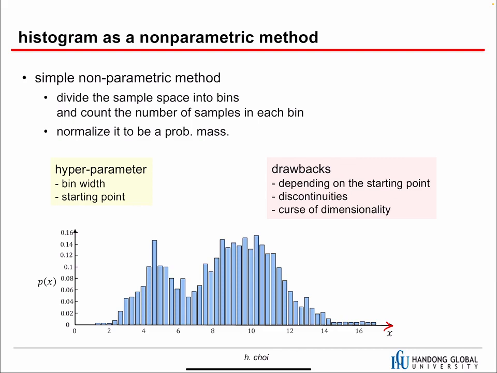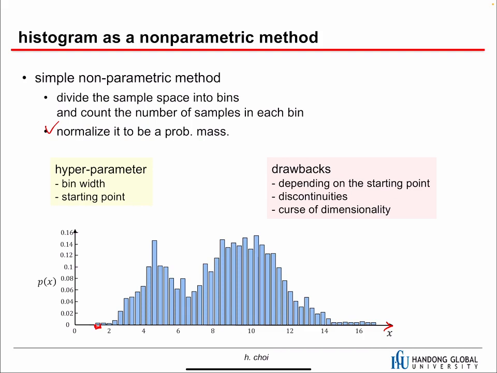space into bins. So this is one bin, so we have lots of bins here, and then we count the number of samples in each bin. So in this bin, how many samples do we have? So we count the samples for all the bins, and then we normalize all these numbers to be a probability mass, because when we sum all of them, then it should be 1. So we normalize.